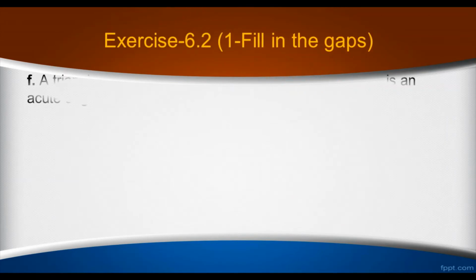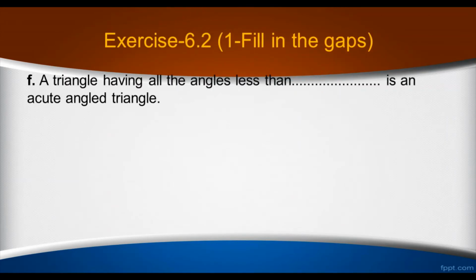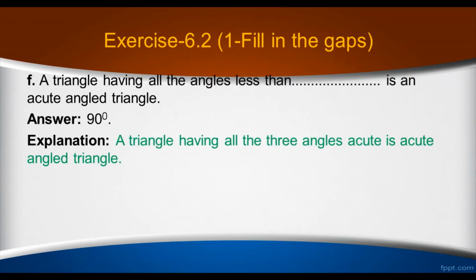Now the last one, my dear students: if a triangle has all the angles less than dash, it is an acute angle triangle. So the answer will be 90 degree. Yes, my dear students, a triangle having all the angles less than 90 degree is an acute angle triangle. Explanation: a triangle having all the three angles acute is an acute angle triangle.